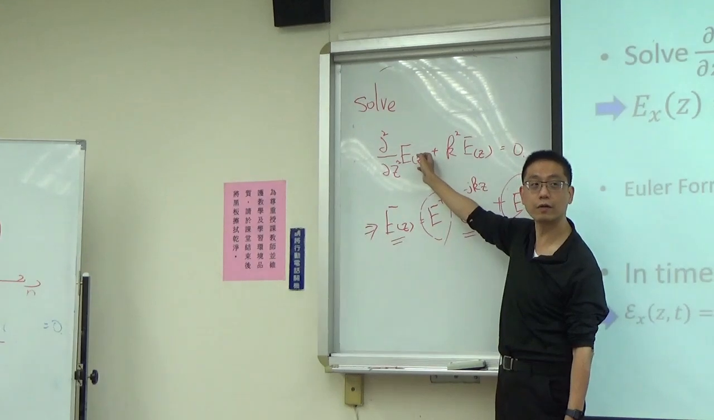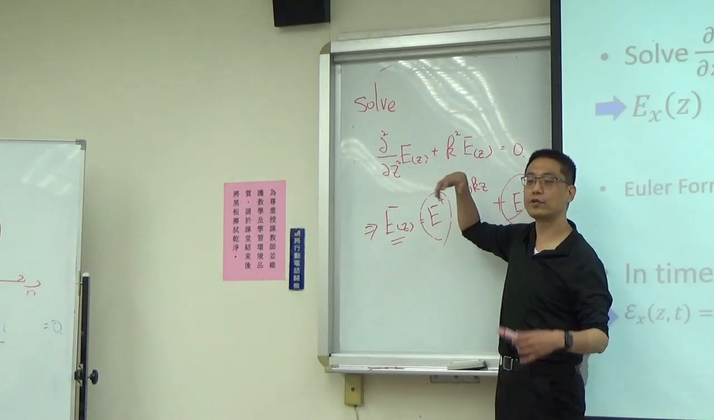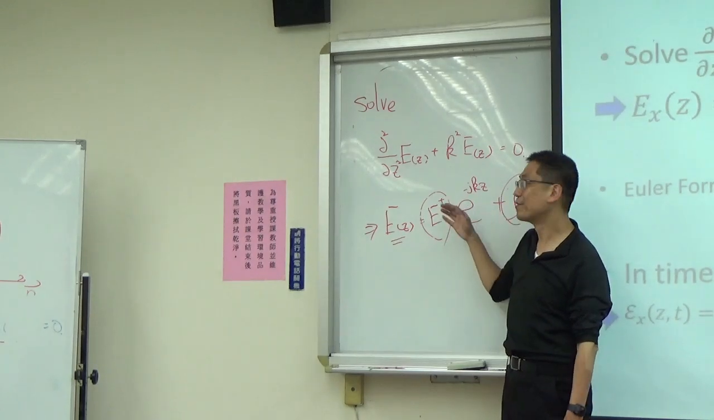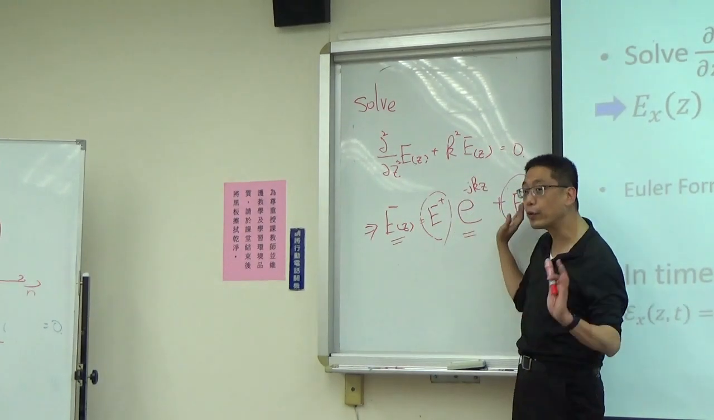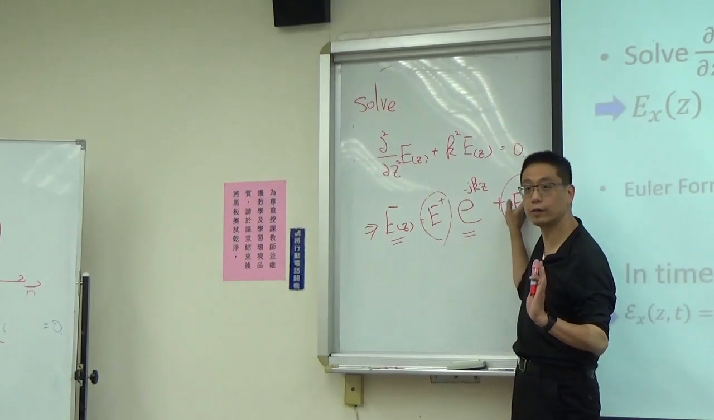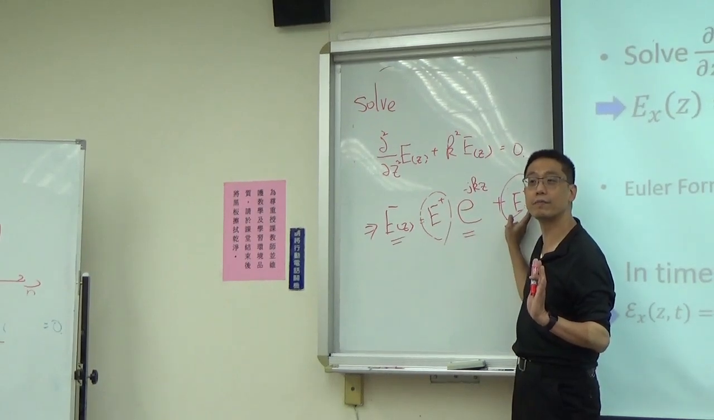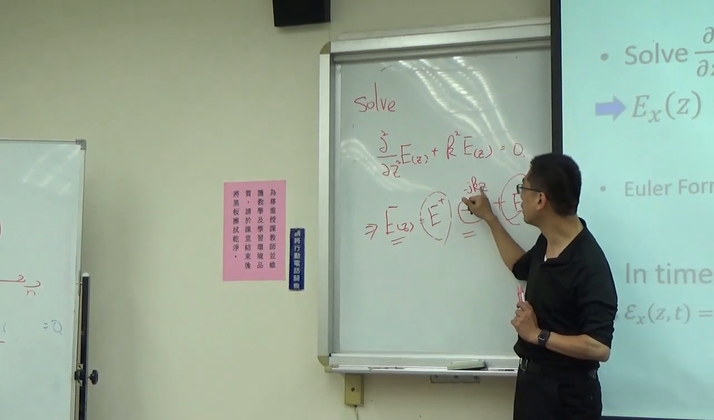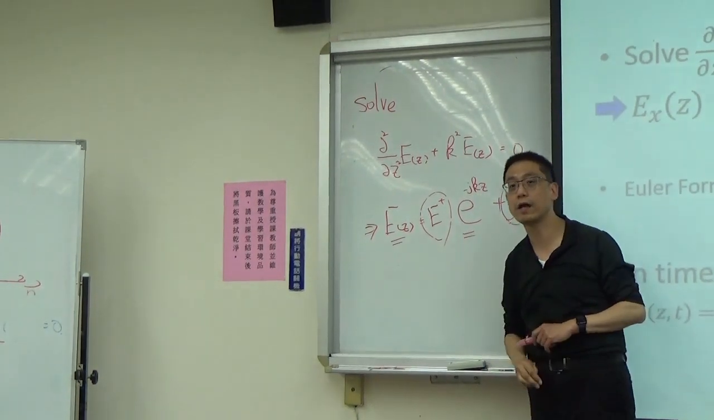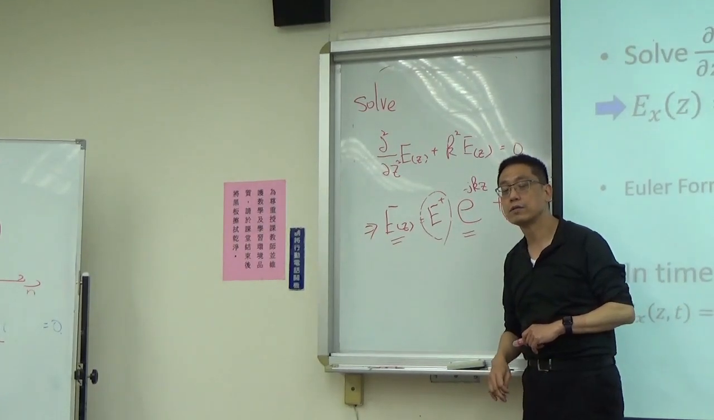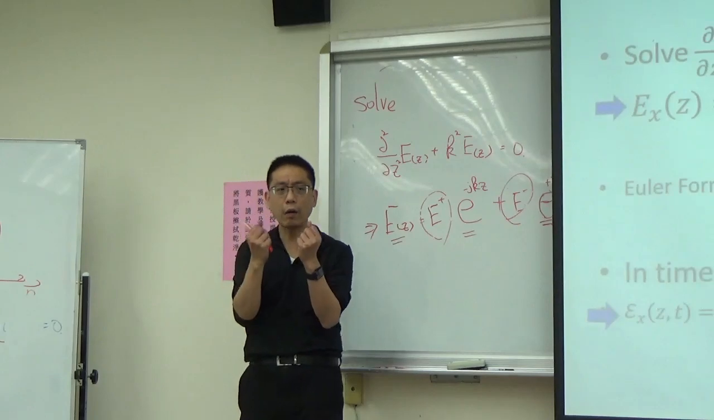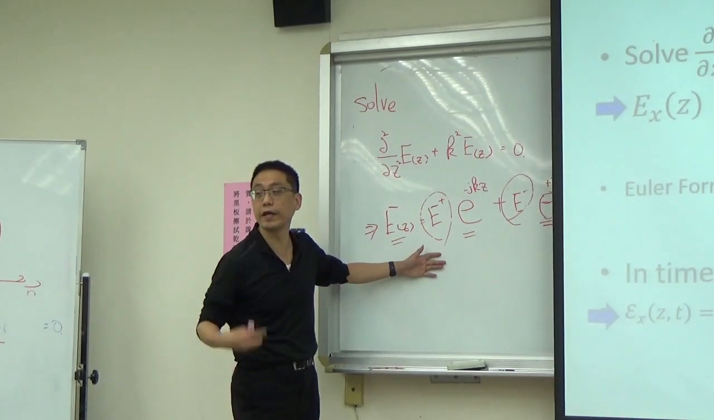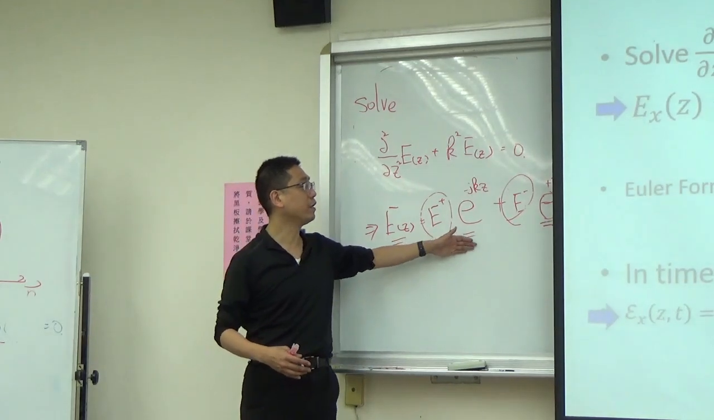You don't need to struggle over why this one becomes that one. You will get used to that. For this equation, the answer is this one, and we don't know E plus and E minus, those magnitudes. But we know we will have the components of exponential minus jkz and plus jkz. So what do we have now? Our E field can be described in this form. This is what the E field looks like.